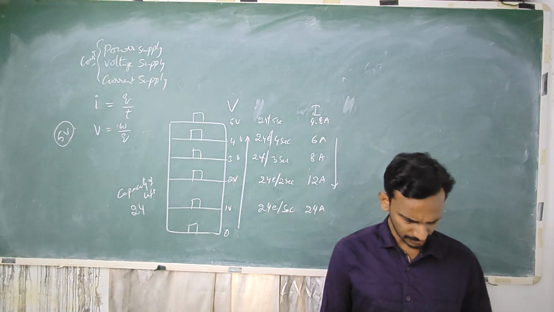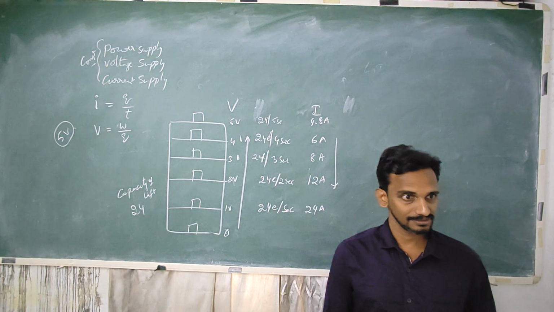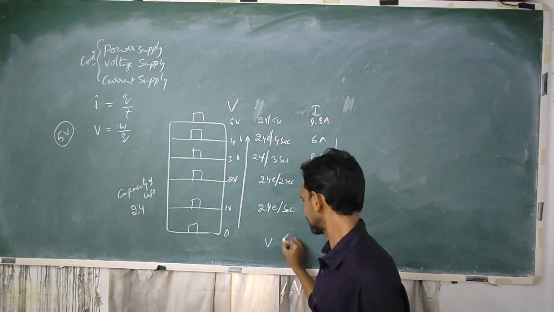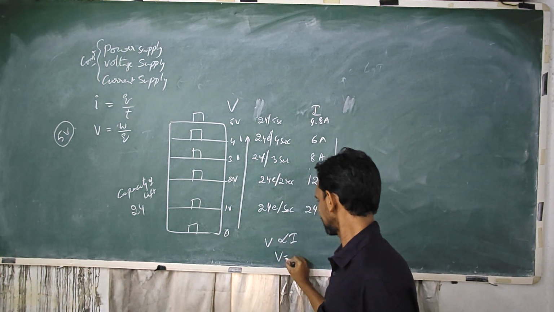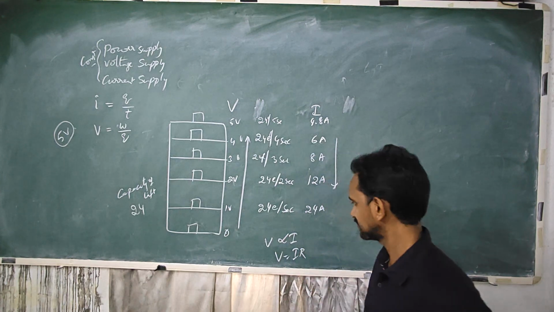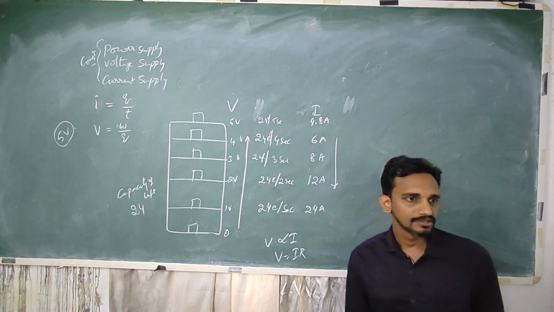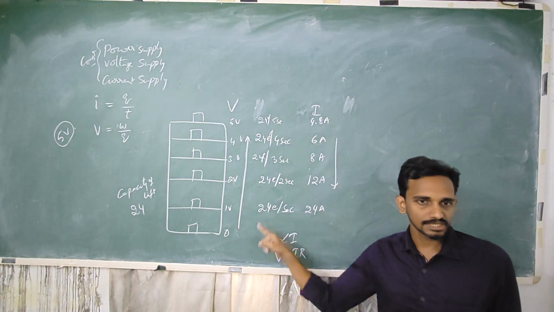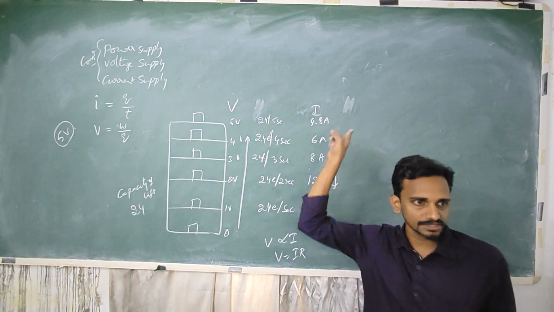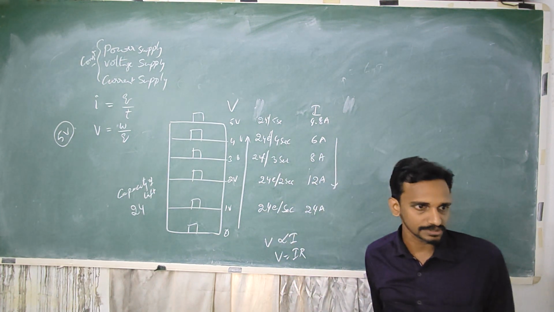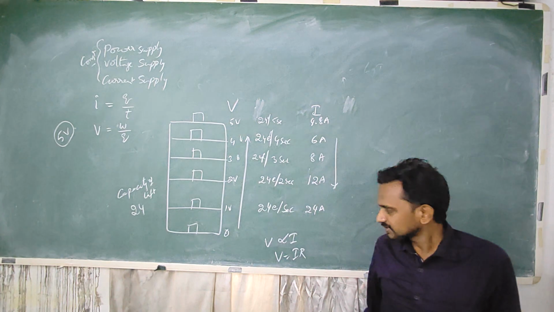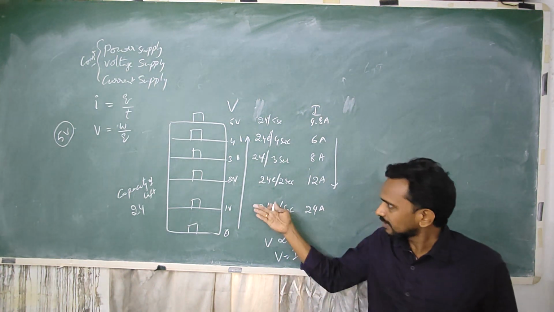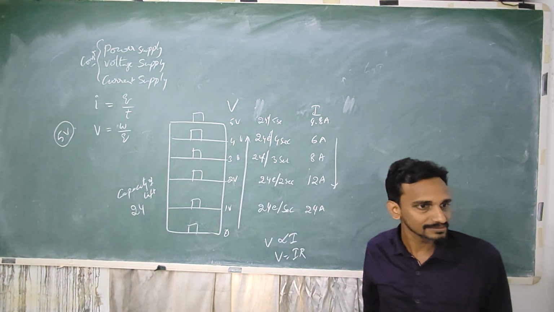What does Ohm's law say? What is happening here? With the rise in voltage, current is reducing, falling. So the simple Ohm's law is not working out here.